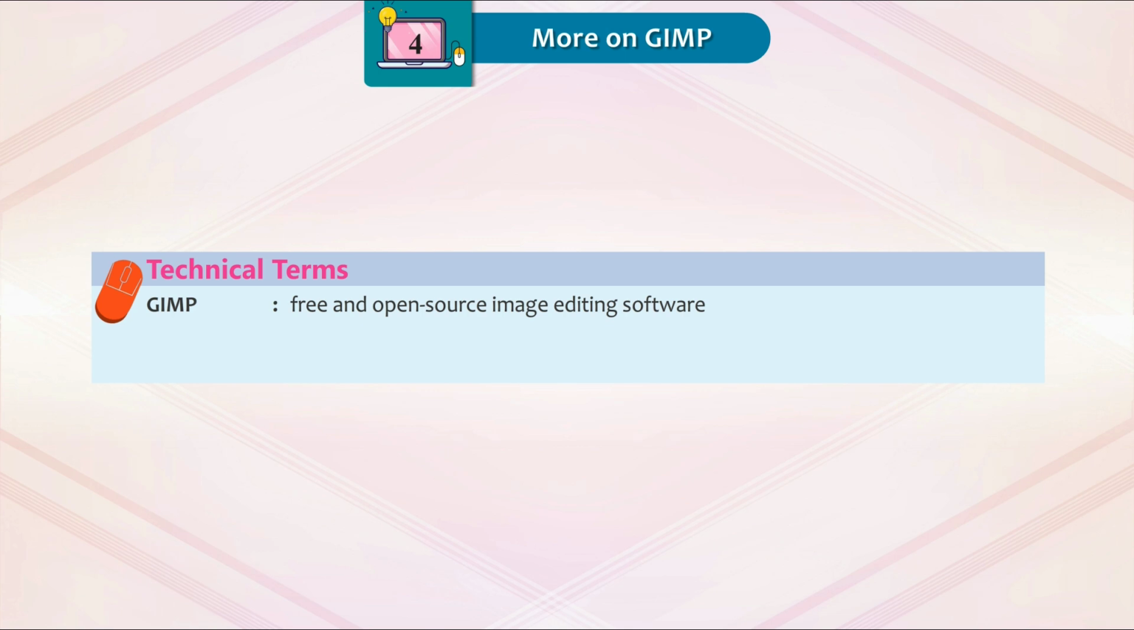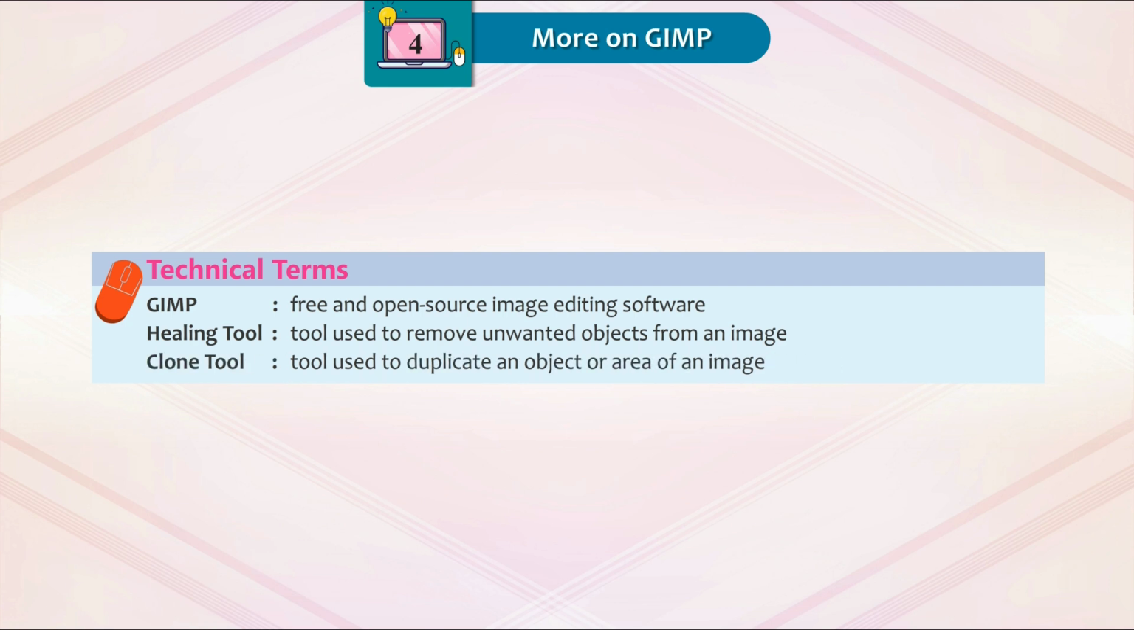Technical terms. GIMP, free and open source image editing software. Healing tool, tool used to remove unwanted objects from an image. Clone tool, tool used to duplicate an object or area of an image.